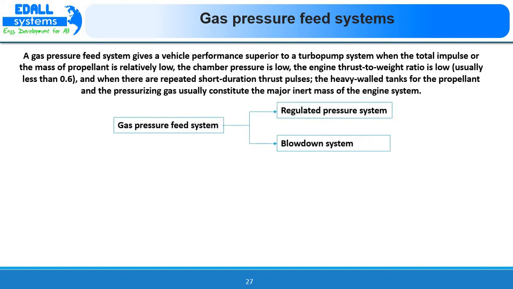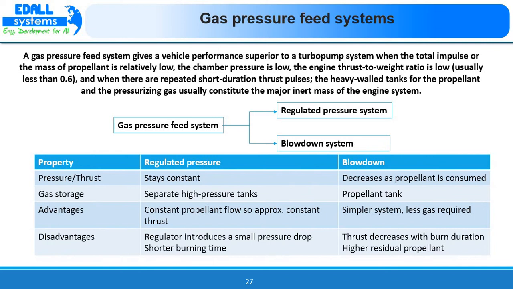There are two major types of gas pressure fed system: the regulated pressure system and the blowdown system. The comparison for both is that for the first one, the chamber pressure of the thrust remains constant. For the blowdown system, it decreases as the propellant is consumed. The storage of gas in the two systems is different: in regulated pressure, the gas is stored in separate high pressure tanks, while in the blowdown system it is stored in the propellant tank, as we discussed in the previous slide.